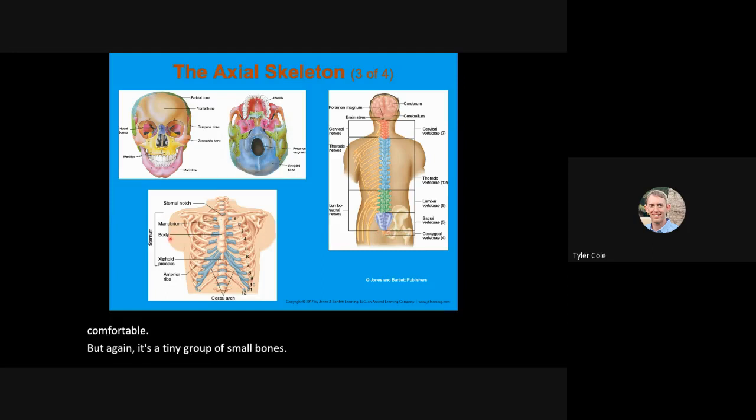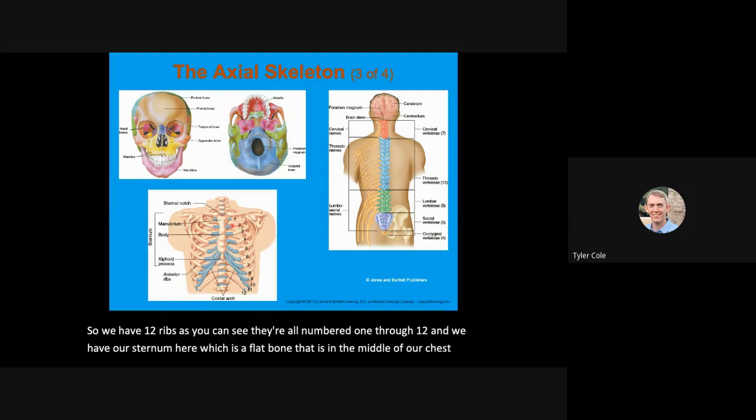Then we hop on over to the thoracic cage. So we have 12 ribs. As you can see, they're all numbered 1 through 12. And we have our sternum here, which is a flat bone that is in the middle of our chest. And the ribs are connected by cartilage to the sternum.